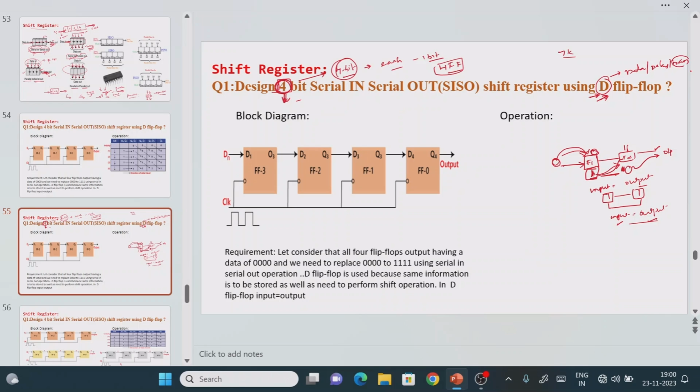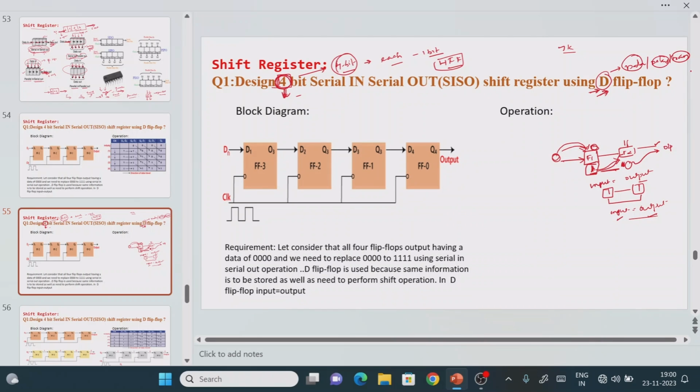So what do we mean by transparent or delayed or data flip-flop? It means your input value will be the output value. The same data that is input will be shifted as the output also. So in those cases we require the D flip-flop operation. Anyway, in the given question they asked us to use the D flip-flop. The first point to remember is that 4-bit means 4 flip-flops are required.